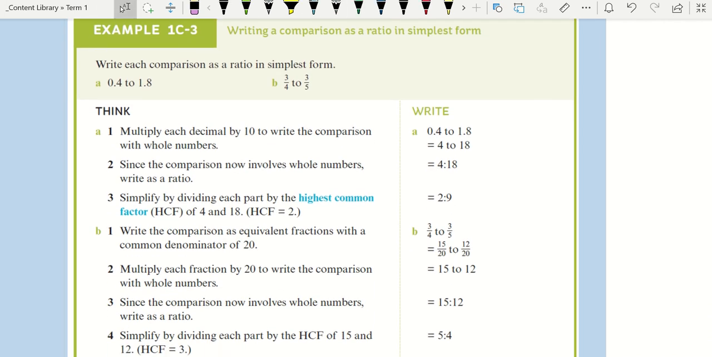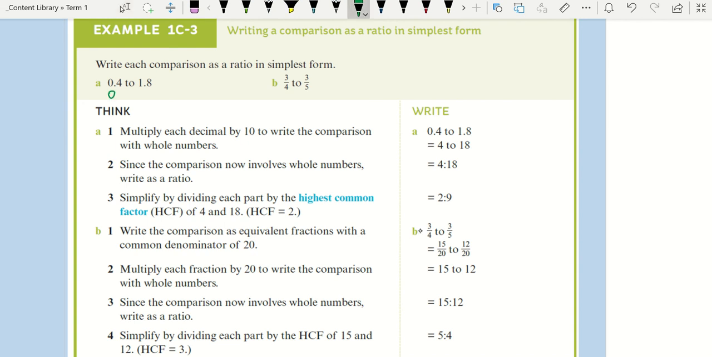Okay, now let's write a comparison as a ratio in the simplest form. So the first one is going to involve decimals, and the second one we'll look at fractions. So write each comparison as a ratio in the simplest form. What we want to do is just get rid of this decimal. So we'll multiply both sides by 10.